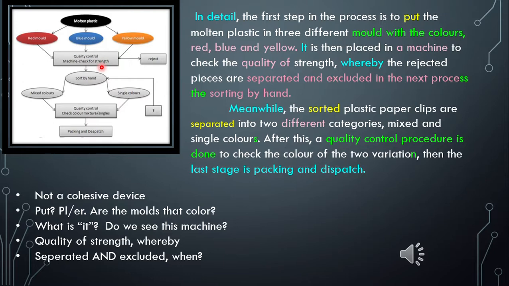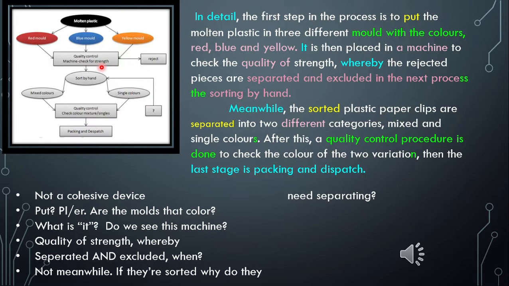Meanwhile means at the same time. In a process, a flowchart, things are happening at different times. So by definition, you can't use meanwhile. Okay. If they're sorted, then why do they need to be separated? Sorted means separated into two categories. Of course, they're different. They wouldn't be the same categories.